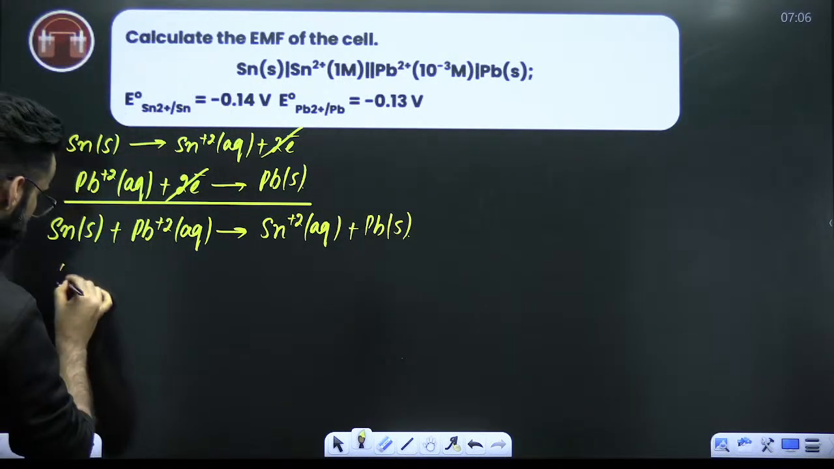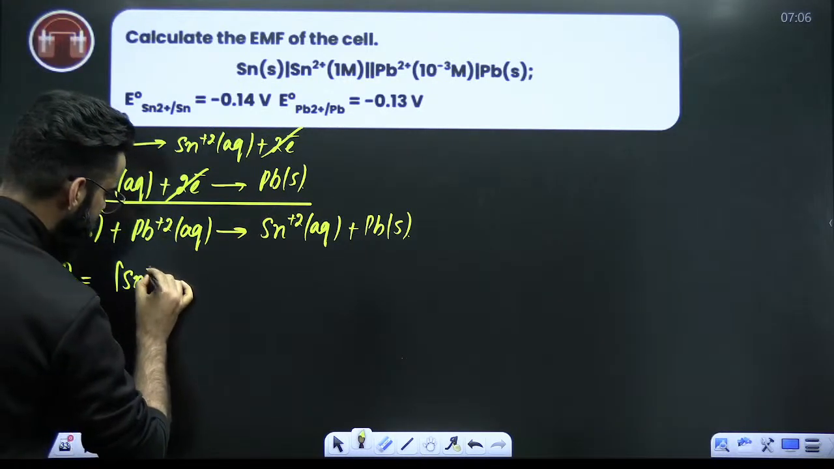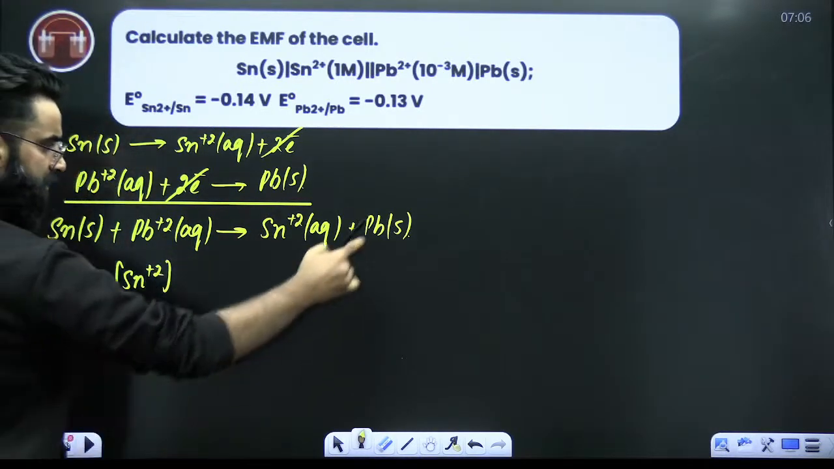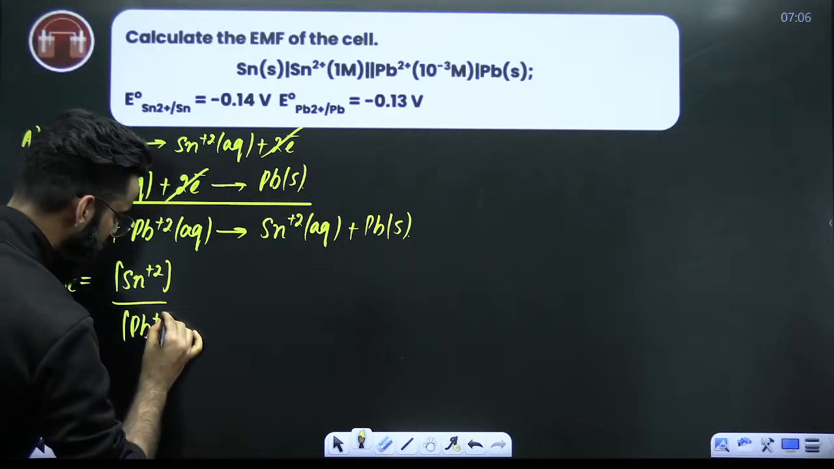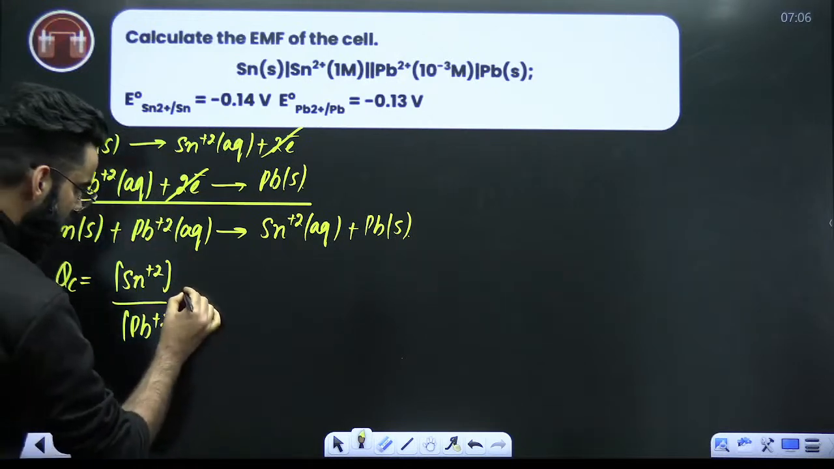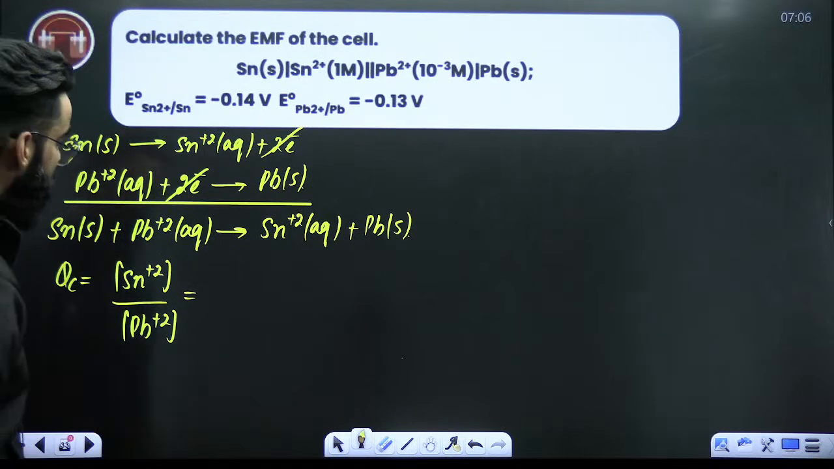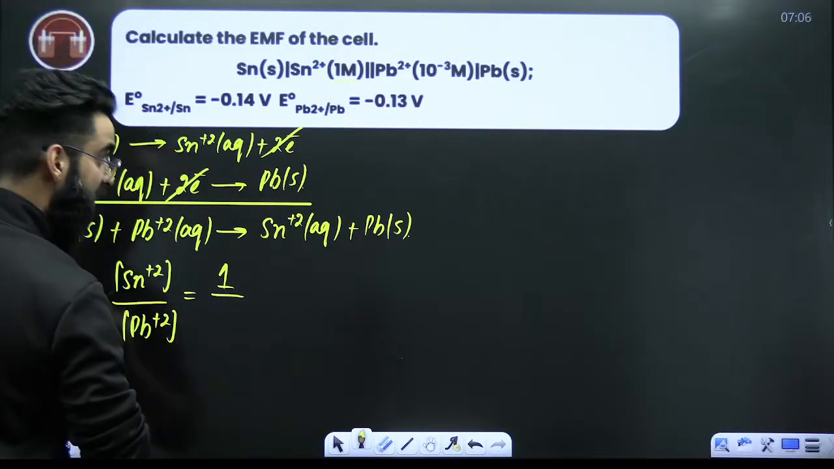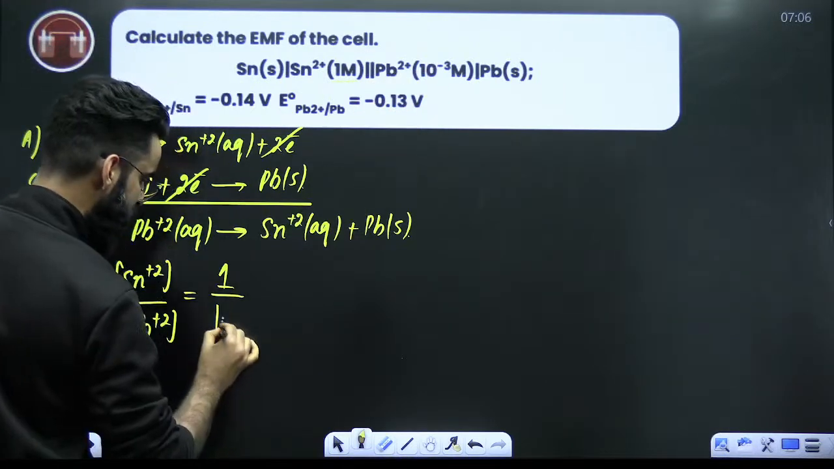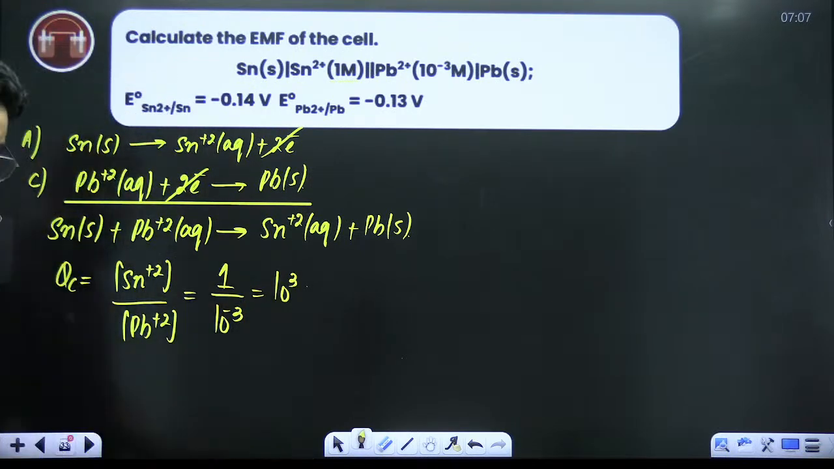Okay. Now you are going to write the QC expression. So start with the product. It's going to be concentration of Sn di positive raised to the stoichiometric coefficient. This is solid, its active mass is 1, divided by concentration of Pb di positive raised to the stoichiometric coefficient. Now, as per the question, we are given the concentration of Sn di positive as 1 molar, divided by concentration of Pb di positive, which is 10 raised to minus 3 molar. So the overall value comes out to be 10 raised to 3. So this is QC. So you calculated QC, right?